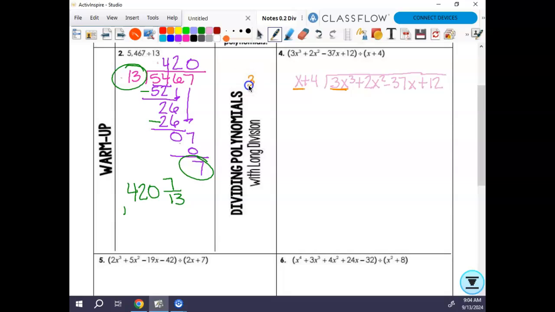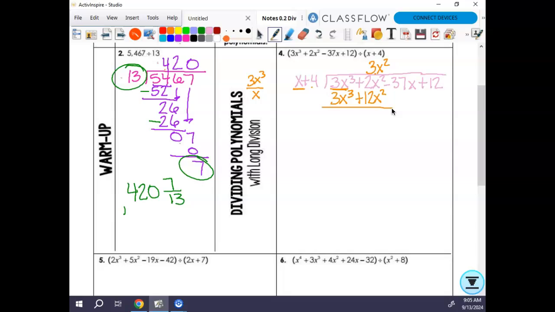So if I take 3x cubed and I divide it by x, what am I left with? 3x squared. So I put that above my x squared term, 3x squared. Everybody okay with where all that came from? Now I multiply it back. Just like when we put the 4 here, we multiplied it back by 13. I take 3x squared, multiply it by x. That's 3x cubed, so I put it underneath my x cubed term. But then I also have to multiply 3x squared times 4, and that's a positive 12x squared. Any questions at this point where anything came from?